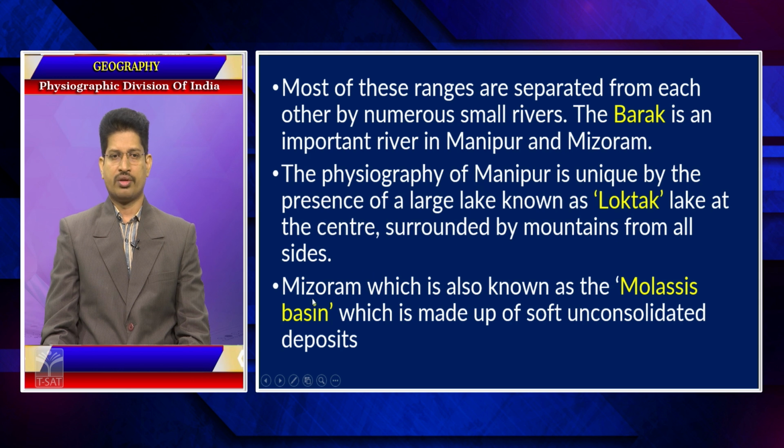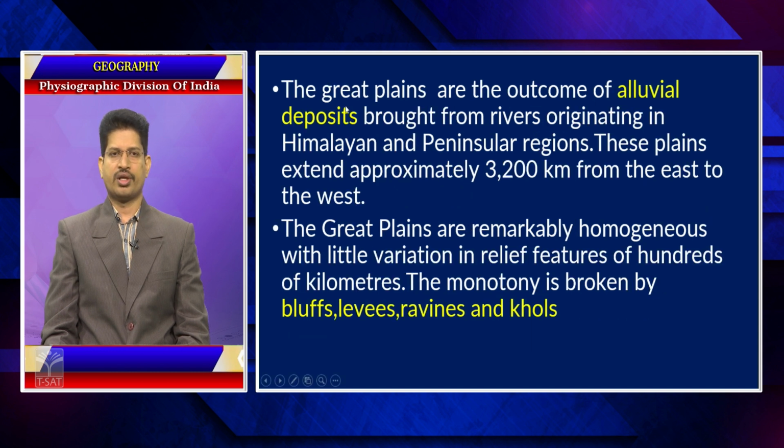In the case of Mizoram, which is also known as the Molasses Basin, it is made up of soft unconsolidated deposits. That is the reason why, because of the unconsolidated nature of Mizoram, this region is also known as the Molasses Basin, having lakes like Loktak, some of the important lakes in this northeast Indian region of the Himalayas. Next is the Great Plain region.